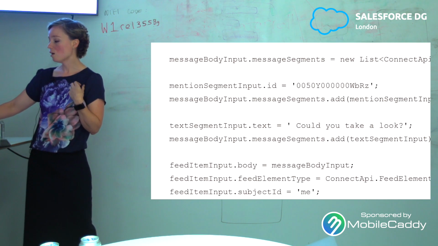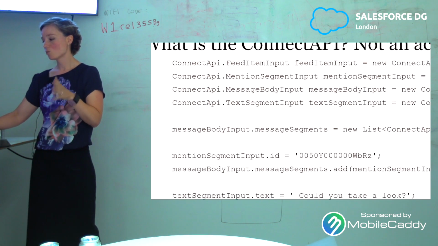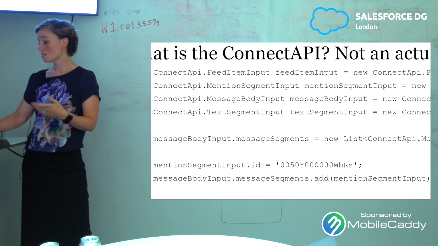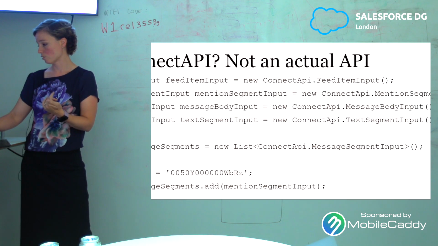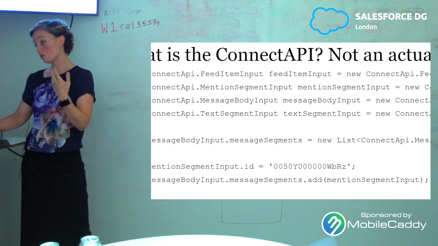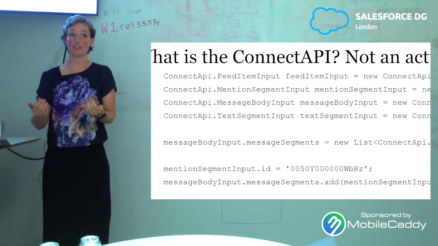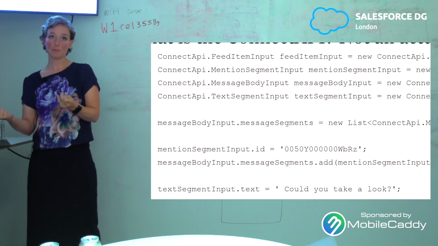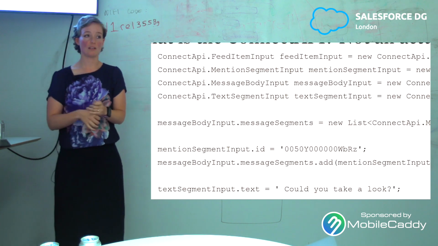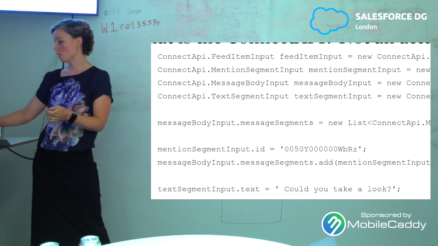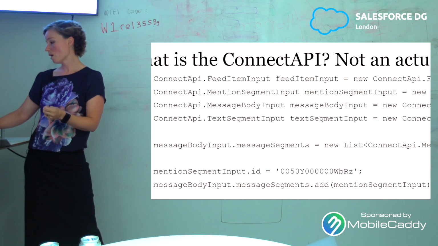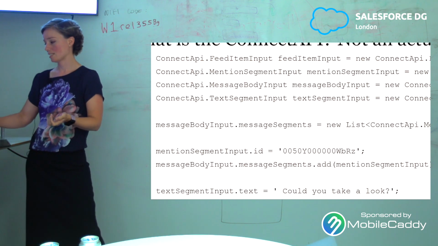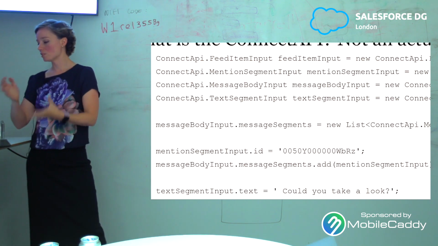The code that you see here, all that does is it creates one feed item. So just to go through it, it creates a new feed item input here in the first line. Then what it then does is it's going to construct the message. So the message consists of message segments, and a message segment can be, for example, an at mention, which would be a mentioned segment input. Or it can be just a string, a piece of text, which would be a text segment input. So we're creating all our elements here.